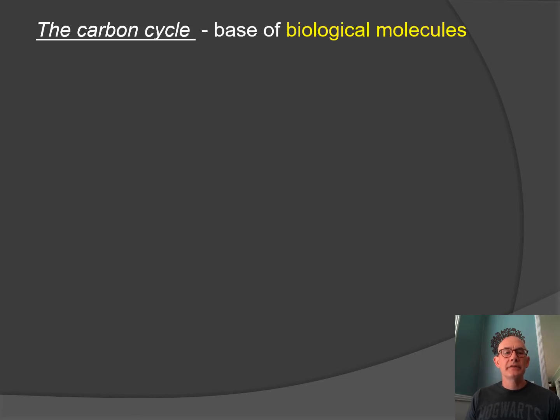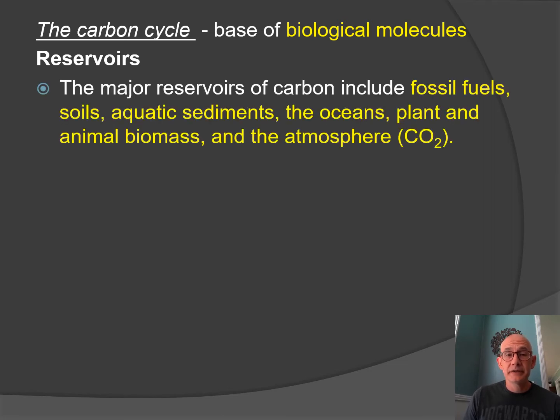Next, we have the carbon cycle. And we already know that carbon is extremely important because it's the base of all of our biological molecules. Carbon is found everywhere. It's in living creatures, it's in the soil, it's in the air as carbon dioxide and methane. It's dissolved in the oceans and the waters as CO2. As stuff dies and becomes sediment, it's there, but it's everywhere.